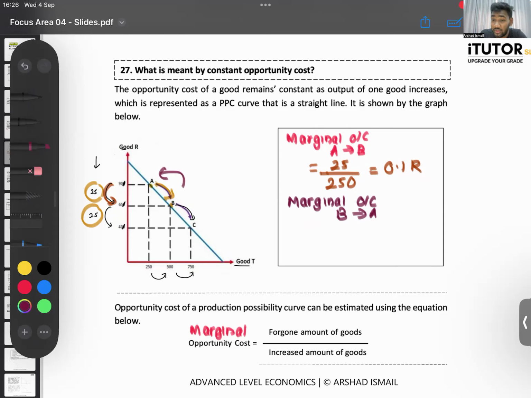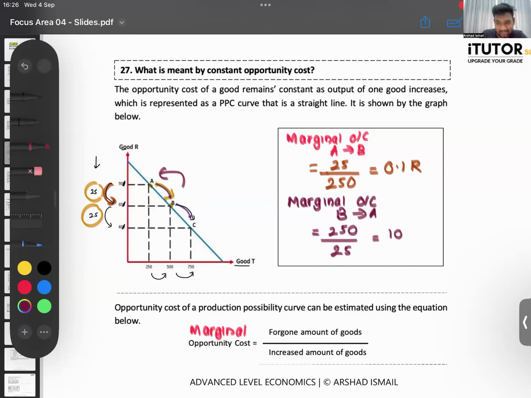When you're going from B to A, what are you sacrificing? At point B, you're producing 500 of T. When you go to A, you're producing only 250 of T. So you're foregoing 250 units of T. And you're gaining 25 units of R. So then what is the opportunity cost?